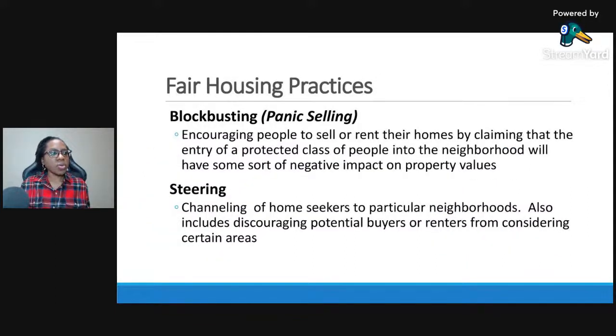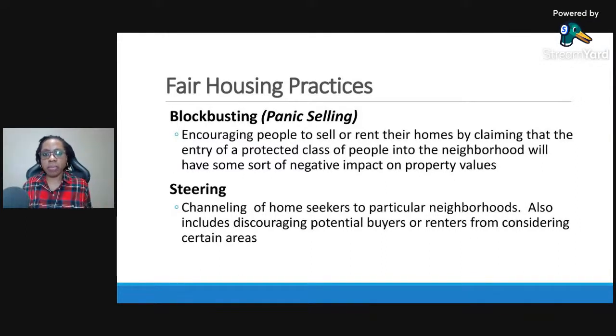All right, so now we're going to go into some fair housing practices. There are three main ones you need to remember, but I have four on the screen, but there are three main ones you need to remember. First one is blockbusting or panic selling.